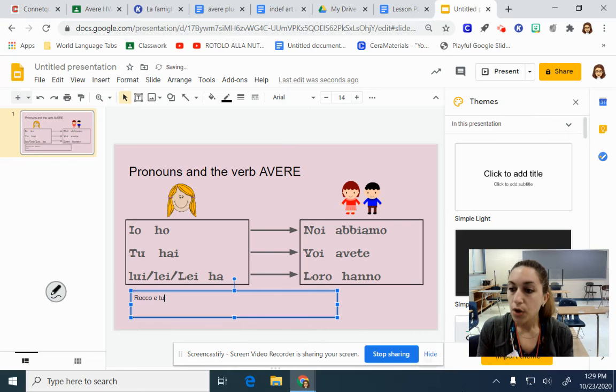Rocco e tu. Rocco e tu would be which form of the pronoun are we using? Well, it's more than one person, so it can't be io, tu, lui, lei. It's got to be noi, voi, or loro. Is there io plus somebody else? Nope, can't be noi. Is it tu plus somebody else? Yes, it is. So this equals the voi pronoun, but what's the verb? And the verb is avete. So Rocco e tu avete. And again, you could say you guys have homework. Rocco e tu avete i compiti. You guys are afraid. Rocco e tu avete paura.